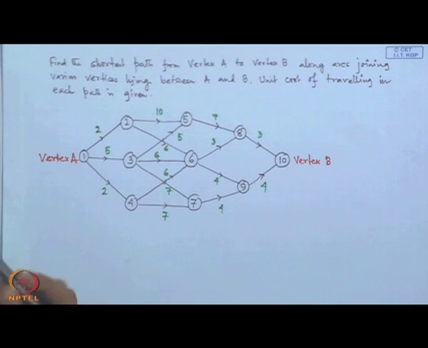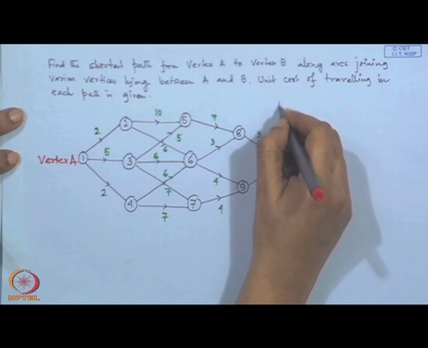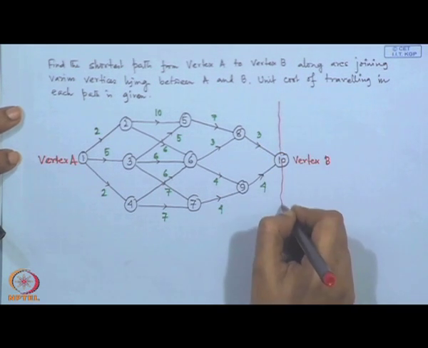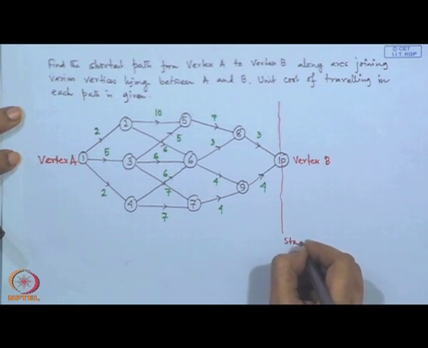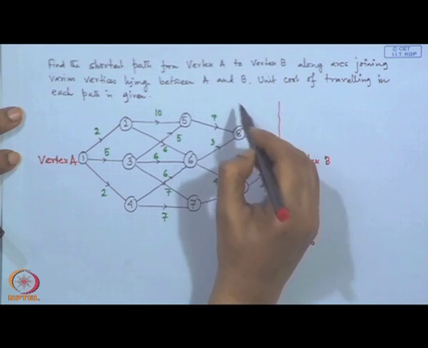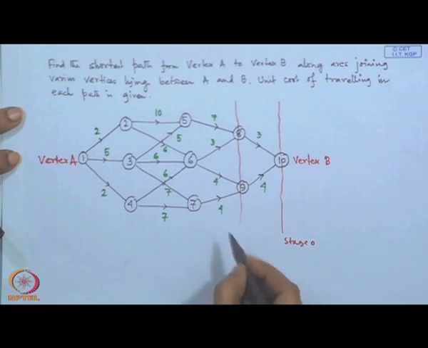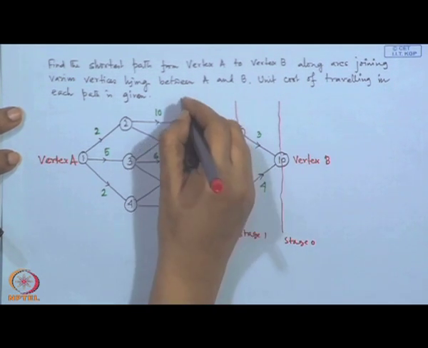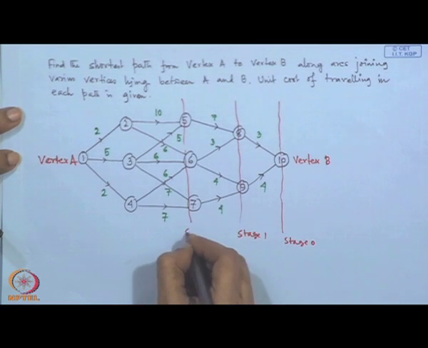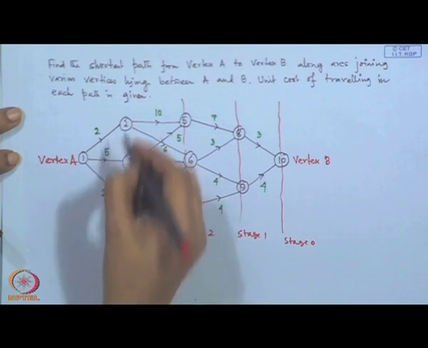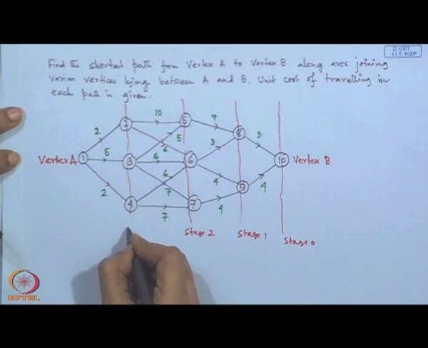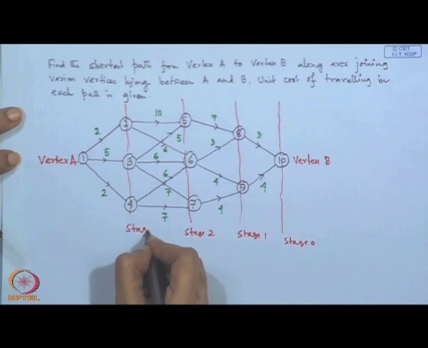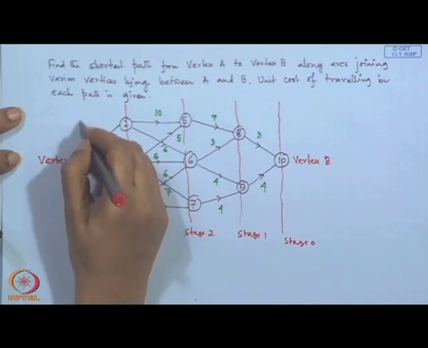That is why let me first divide the problem into different stages. You see, we can name this stage as stage 0. The next stage, where only the nodes 8 and 9 are there, is stage 1. This is stage 2. This is stage 3. This is stage 4.